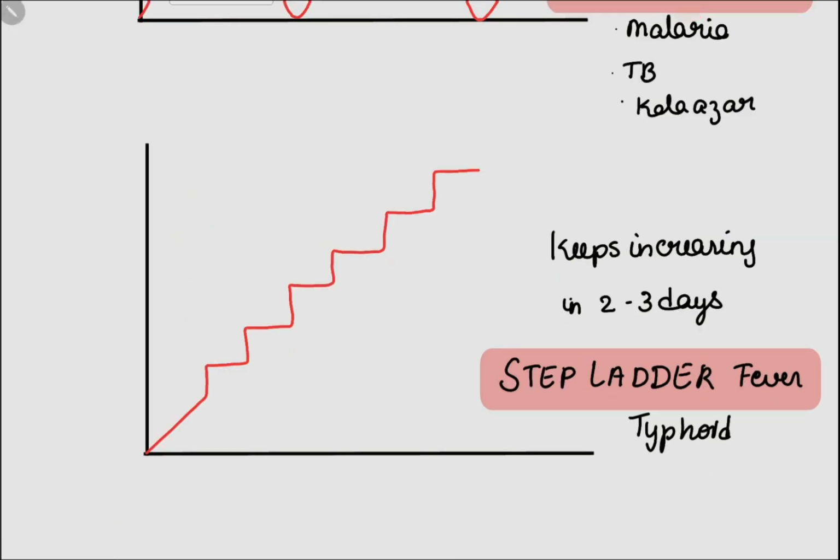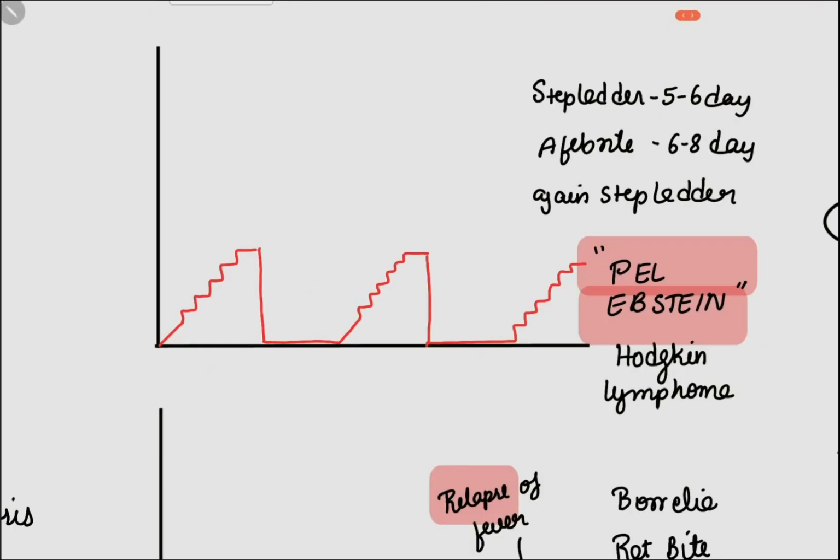Next, we have step ladder fever. Here, the fever keeps increasing over 2 to 3 days in step ladder fashion. There is an increase and there is flattening of the wave. Then there is again an increase, there is flattening. It's typically seen in typhoid. Then Pel-Ebstein fever. This pattern is similar to step ladder, but there is a febrile period in between, for some 6 to 8 days. It's seen in Hodgkin's lymphoma.